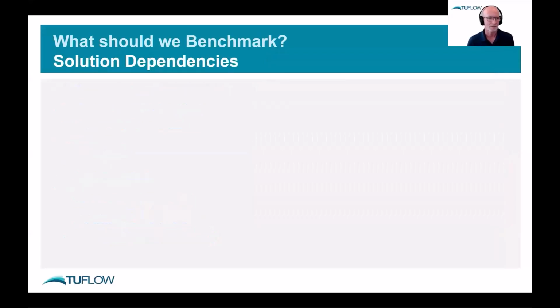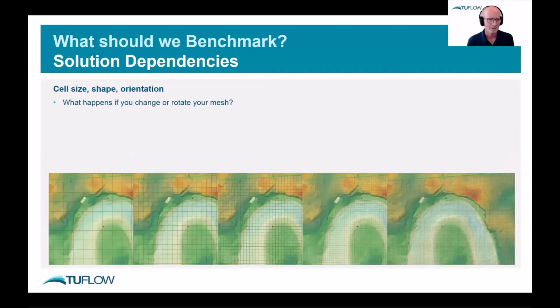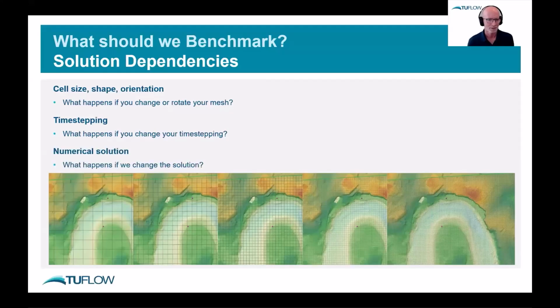Okay, so I'll finish off with just demonstrating some solution dependencies. So cell size, shape, and orientation can all affect your results. Whether you're fixed grid or flexible mesh, they can all have a strong influence on your results. Time stepping, does that actually affect your results? If you halve your time step, what happens? Numerical solution, what happens if we change from first order to second order? So if you're unsure about a lot of this, what do you do? Well, we simply sensitivity test. And Greg will go into a lot more detail on that.